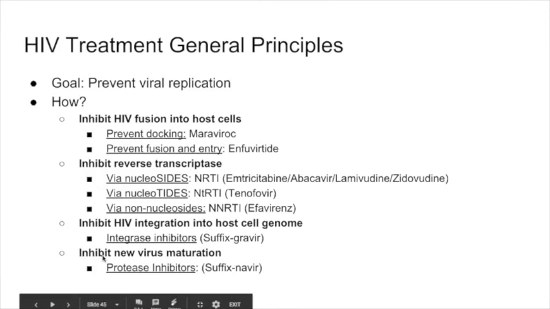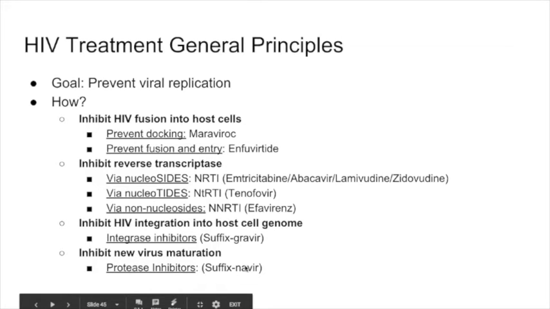And finally, we can inhibit the new virus maturation with drugs called protease inhibitors. What happens is that the HIV replicates. It makes a long, big strand of RNA, and it needs to be chopped up into small active particles of the virus. How that happens is using protease enzymes. So inhibiting the protease actually inhibits the maturation of these new viruses.